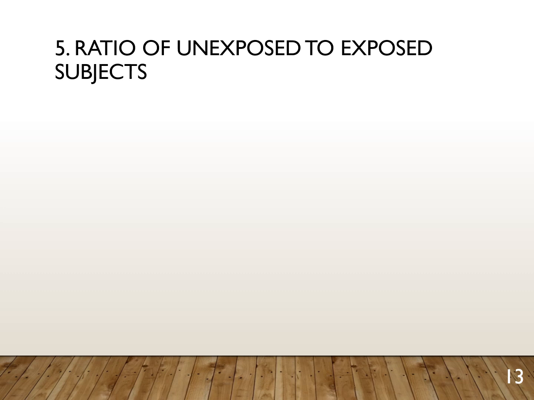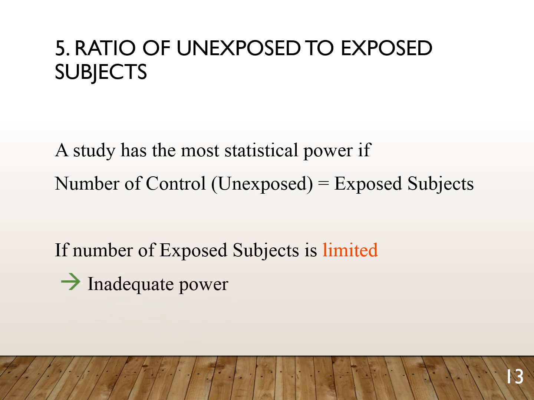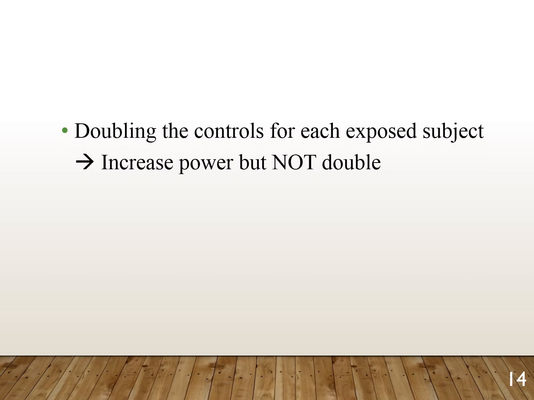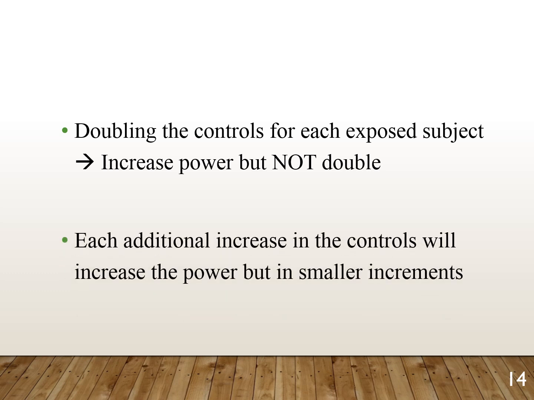The fifth one is the ratio of unexposed or controlled to exposed subjects. A study has the most statistical power if the number of control, meaning the unexposed, is equal to the exposed subjects. If the number of exposed subjects is limited, so we will have an inadequate power, we should here increase the number of controls only. Doubling the controls for each exposed subject will increase the power but will not double the power. Each additional increase in the control will increase the power but in smaller increments.